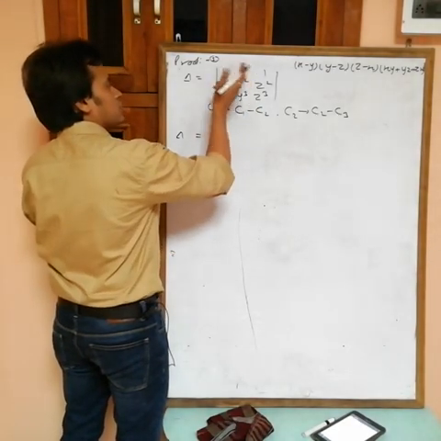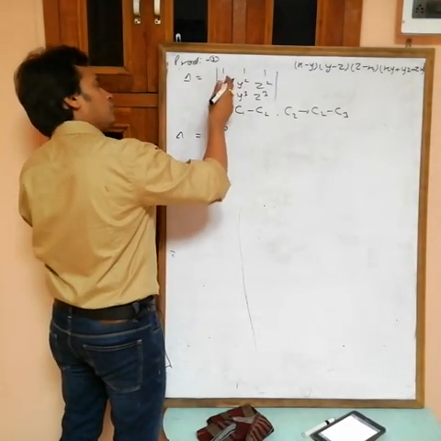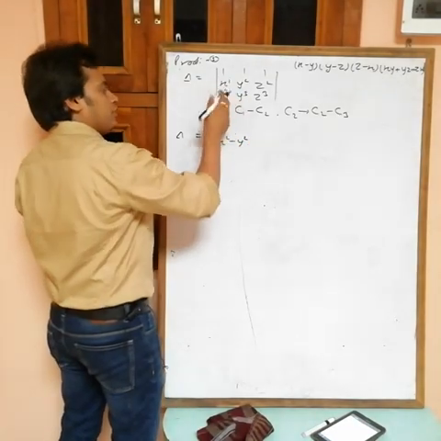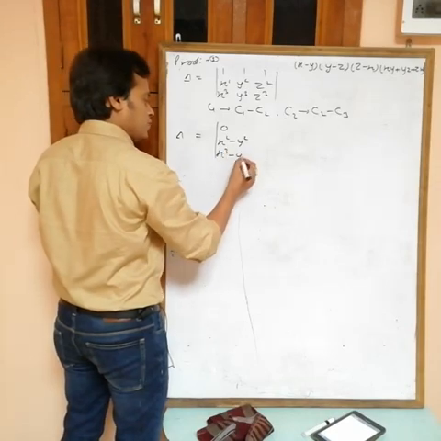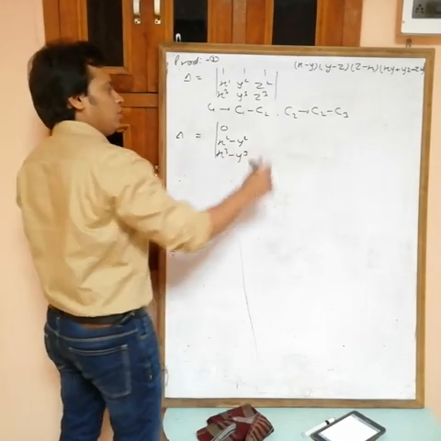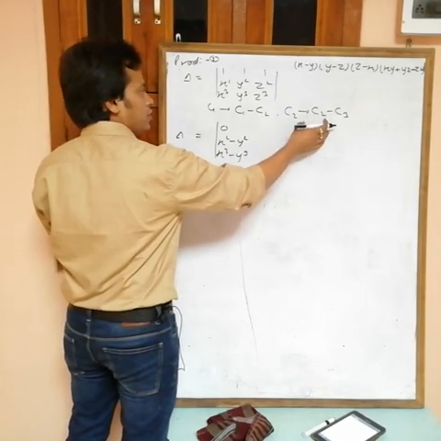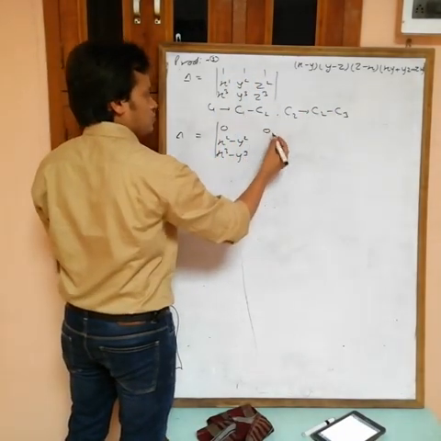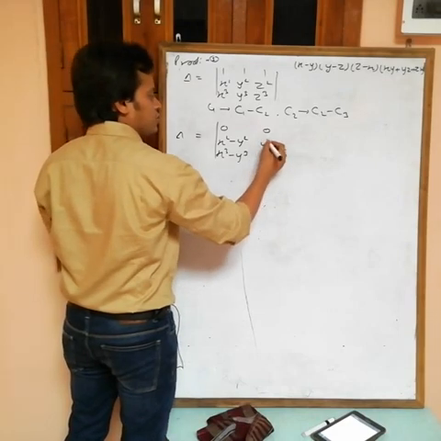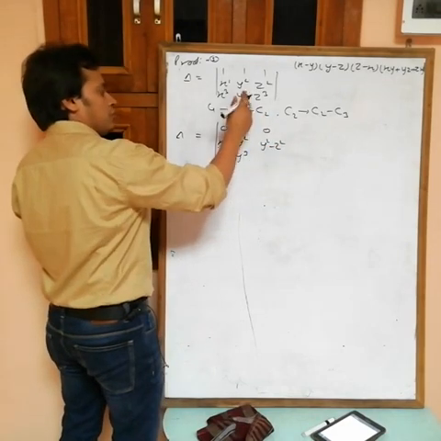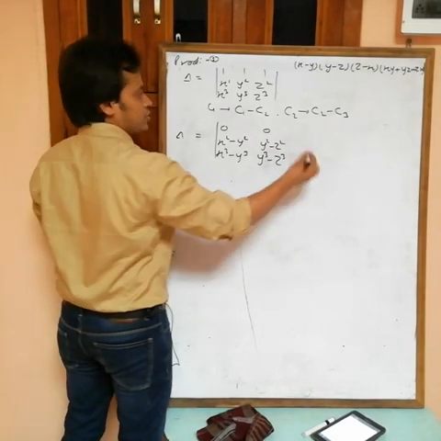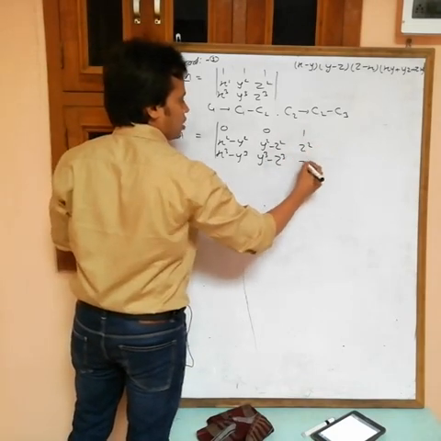So see, C1 goes to C1 minus C2: 1 minus 1 is 0. This one is x square minus y square, and this one is x cube minus y cube. So this is done now. Now in C2 what are we doing? C2 minus C3: 0 for the corresponding element, then y square minus z square, y cube minus z cube. In C3 there is no change, so it remains the same: 1, z square, z cube.